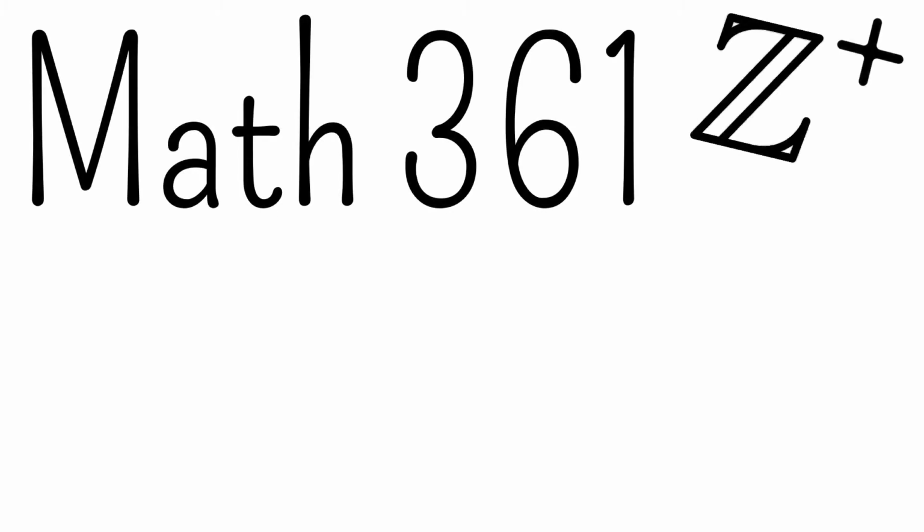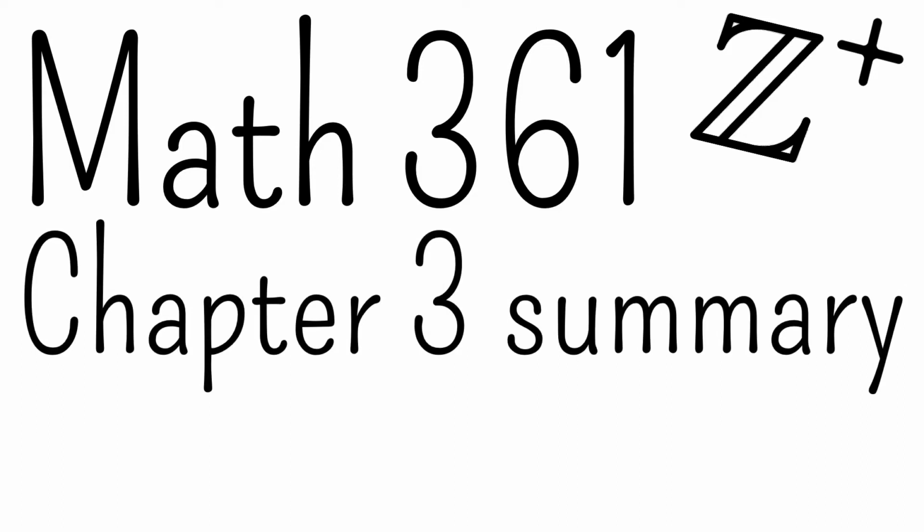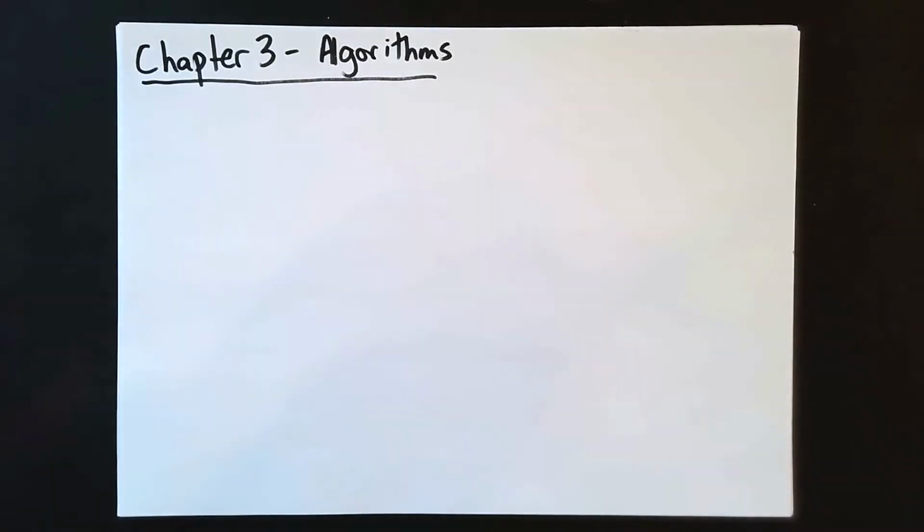Welcome back, everyone. This is my attempt at a summary of Chapter 3, where we started talking about algorithms, and more or less the tools for how we talk about algorithms. So we began by talking about how there's a lot of different dimensions in which you could talk about what makes an algorithm good versus bad.